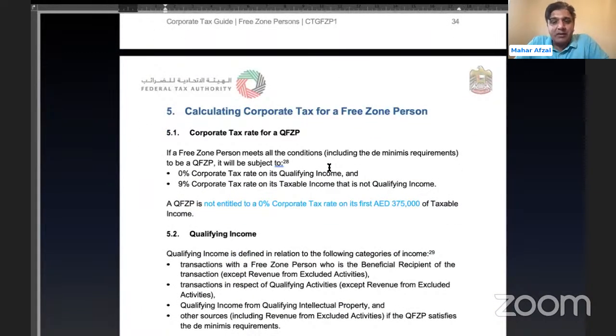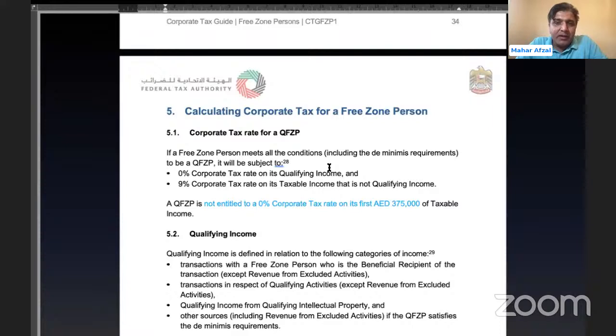Calculating corporate tax for the free zone person. How will you calculate? We have already classified income: exempt income, income subject to tax at 9%, non-qualifying income, qualifying income. Exempt income, we need to exclude it, it will not be subject to tax. There are 4 categories: local domestic P, foreign P, income from the commercial property, except one stream of the commercial property.